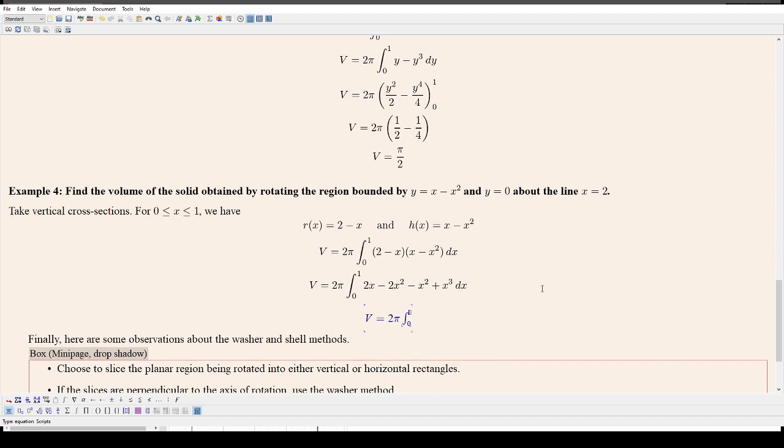We can clean this up a little bit more, I think. Yeah. Because minus 2x squared minus x squared becomes minus 3x squared. Nothing else we can do, though.